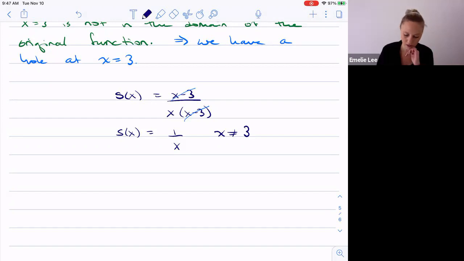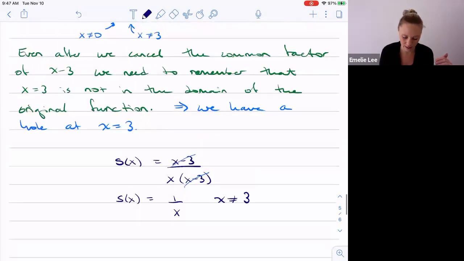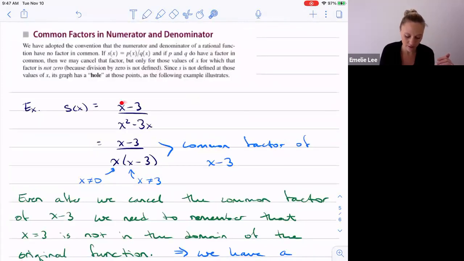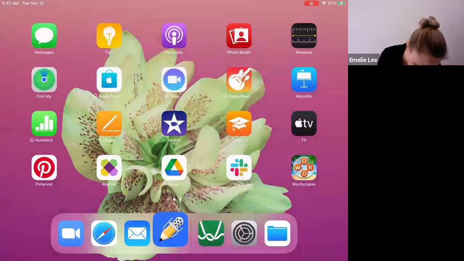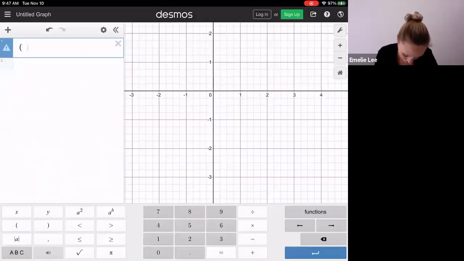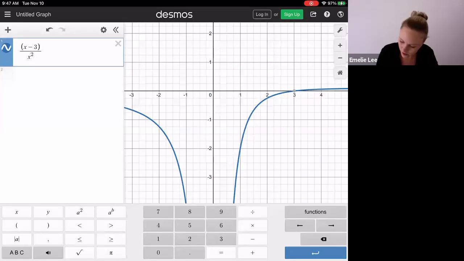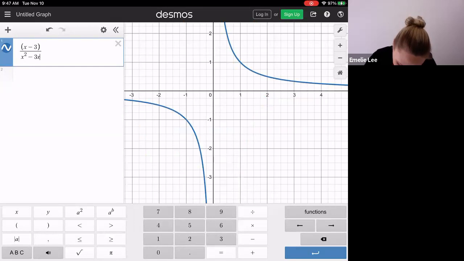Okay. And so what we'll do is we'll graph this in Desmos just to make sure that that's what it looks like. So we're going to graph, of course, this original x minus 3, bracket x minus 3 and bracket, divided by x squared minus 3x. Okay.